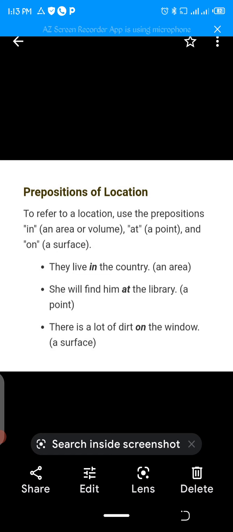She'll find him at the library, so at a point. And thirdly, there is a lot of dirt on the window. On the window, that's a surface.